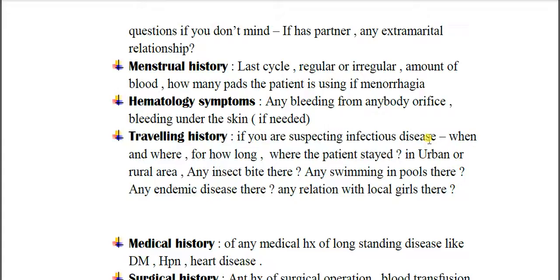So if the patient traveled abroad recently, you have to take details about traveling history, when the patient traveled, and where, and for how long, and where the patient is staying during his traveling, in urban area or rural area, any insect bite there, any swimming in pool there, any endemic disease there, any relationship with local girl there.